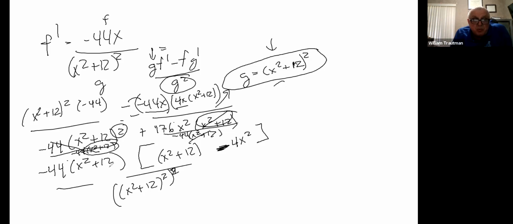Something still doesn't seem right. One of these cancels out. Do you see an x squared plus 12 cancels out with one of these? We have 4 on the bottom. Now on the bottom, we only have 3 because one canceled out with the top. We had 2 and 2, which is 4. So now we only have 3. And then a negative 44 is there. So this negative 44 is in front.